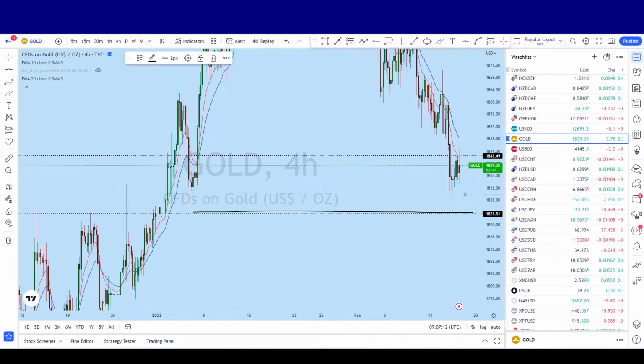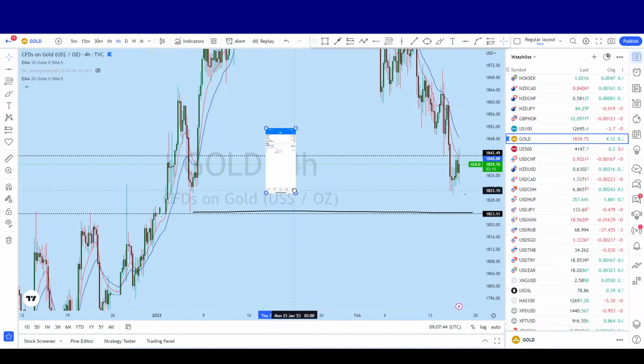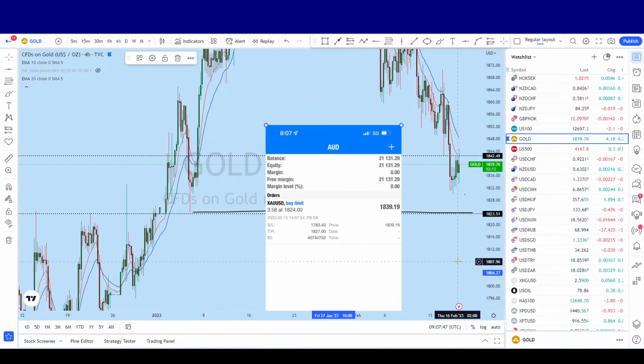I'm sharing it in the chat area, and I'll share here as well. So this is the trade that I posted, the pending order I placed on gold. Now you can copy that if you like. So this is what I did.